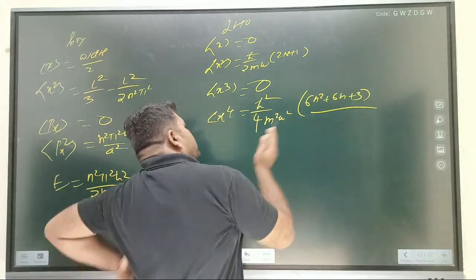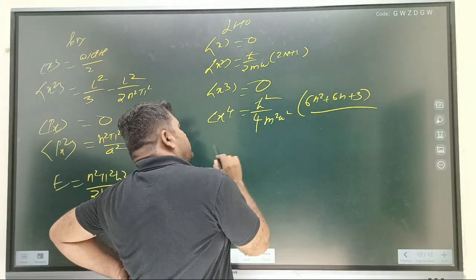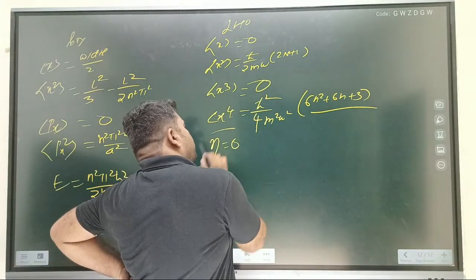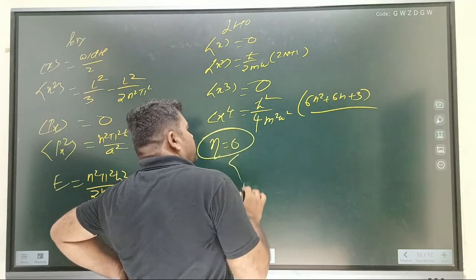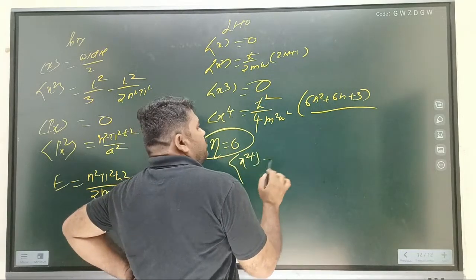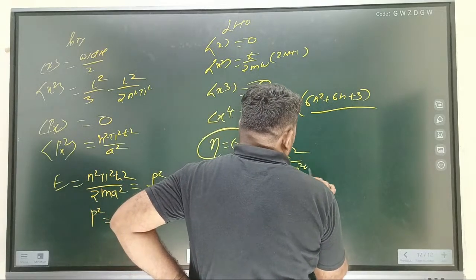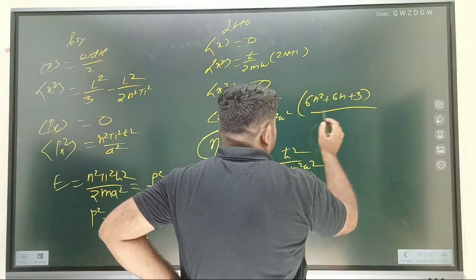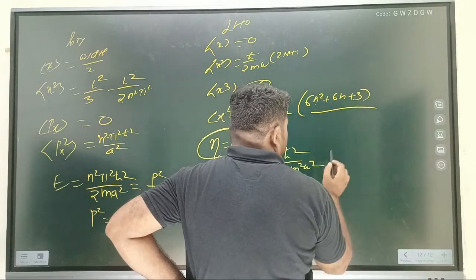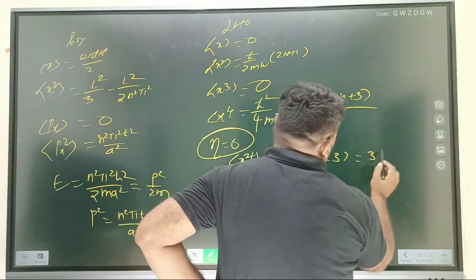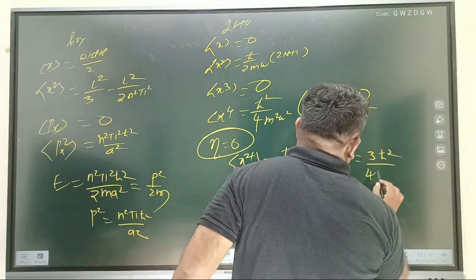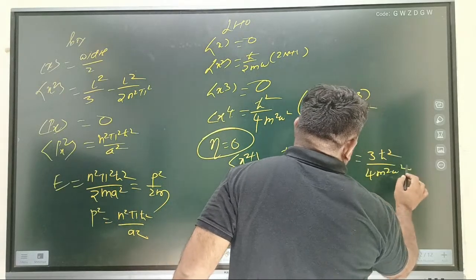Suppose they ask the first order correction to the ground state. First order correction to the ground state, n value is equal to how much? 0. And expectation of x to the power 4 is equal to how much? h cross square upon 4 m square omega square, and n is equal to 0, so 6 times 0, 6 times 0, this becomes 3. And this is equal to how much? 3 h cross square upon 4 m square omega raised to square.